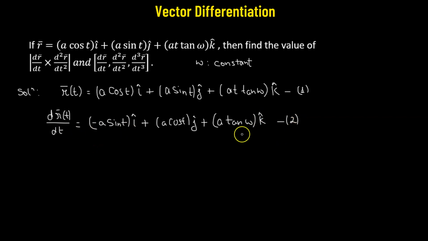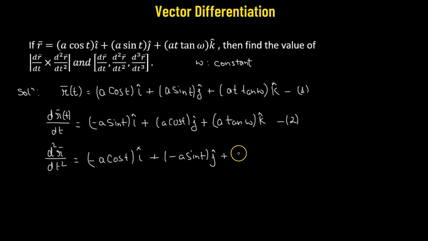Again, we'll take the derivative of equation number 2 on both sides with respect to t. So this is going to give us the second derivative of r with respect to t. That will give us negative a cosine of t i cap plus negative a sine t j cap plus a times 10 omega, so that's a constant, so we have 0 k cap. So this is equation number 3.